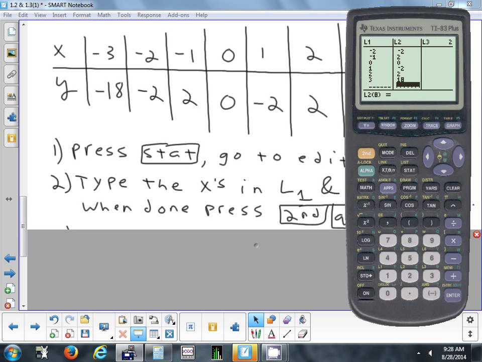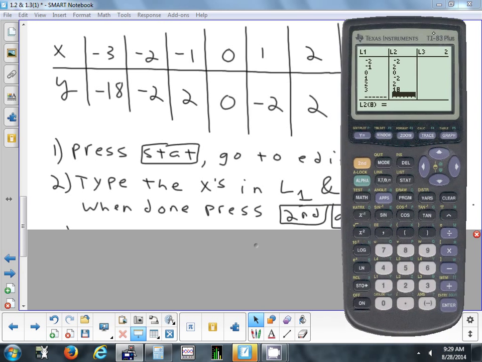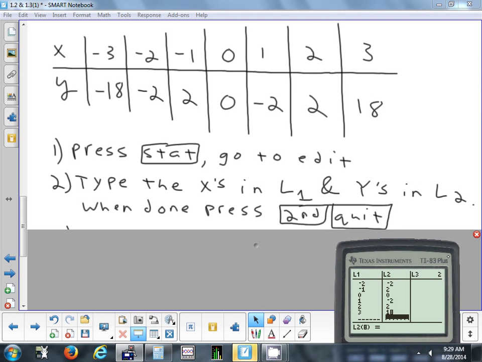Based on the symmetry here, 3 is 18, -3 is 18. 1 is -2, -1 is 2. So there's a bit of symmetry going on. I'm sorry, 1 is -2, -2 is also -2. So that might kind of suggest the shape that you're going to end up seeing, some repeated y values. Okay. Is everyone able to type those in? Okay, that's the long part.